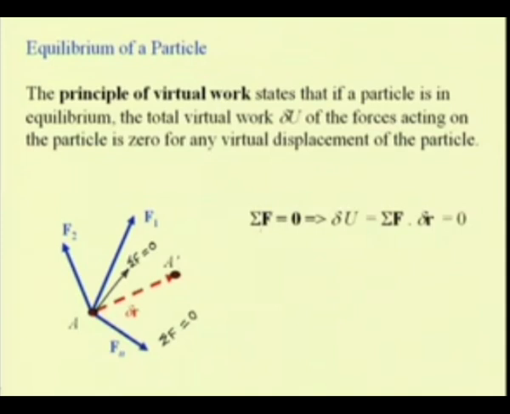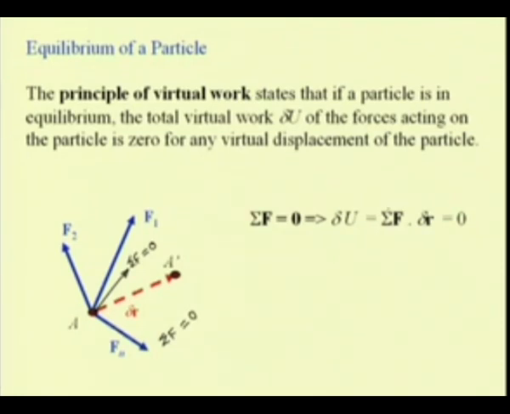So, we state that the equilibrium equation of the particle, which is sigma f equal to 0, can be rewritten as the virtual work delta u equal to 0, because sigma f dot delta r is 0. So, this equation, which is the equation of equilibrium for the particle, can be replaced by the virtual work equation, that is delta u is equal to 0, because we know that this delta r is not 0. So, obviously, sigma f is 0.